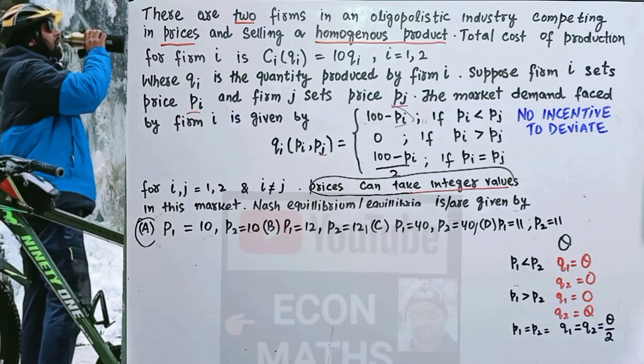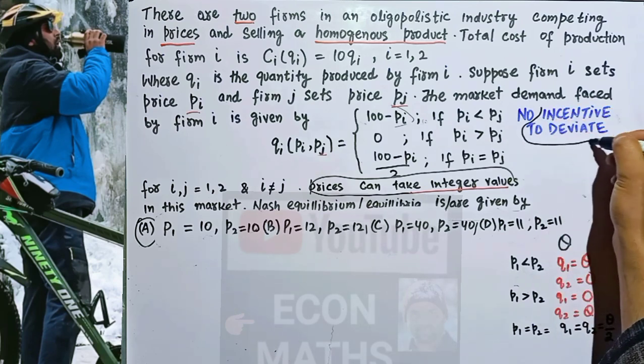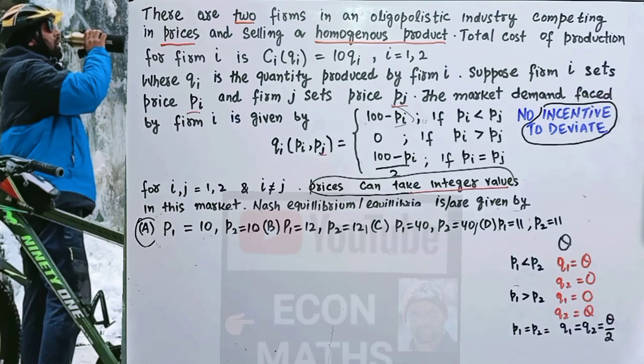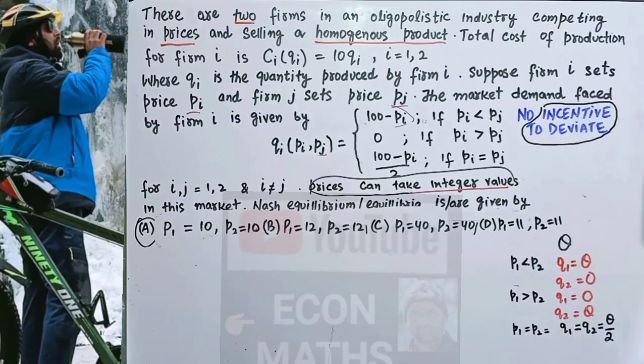So, Nash equilibrium will occur when no firm has any incentive to deviate from their initial strategies. Okay, then what is the incentive to deviate here? In this question, what will be the incentive to deviate? Let me write it here. So, no incentive to deviate denotes the Nash equilibrium. But what is the incentive to deviate here?